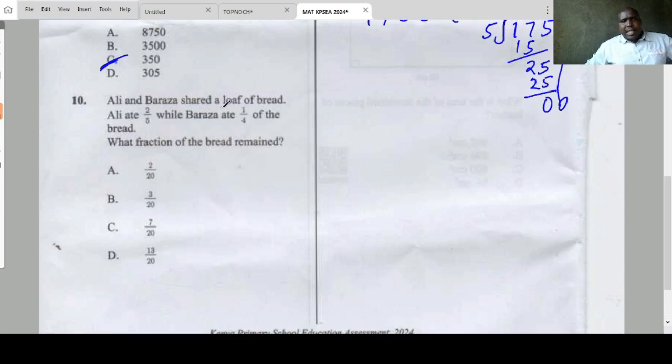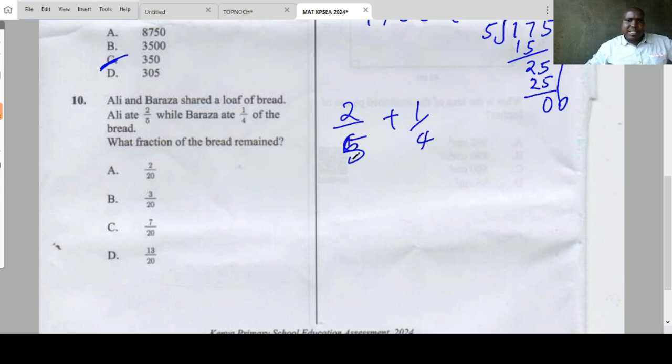Ali and Parasa shared a loaf of bread. Ali ate 2 over 5 while Parasa ate 1 over 4. What is the fraction of the bread remaining?